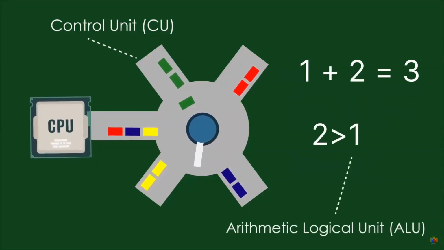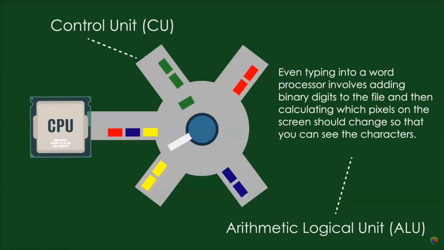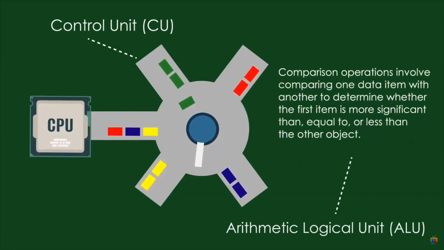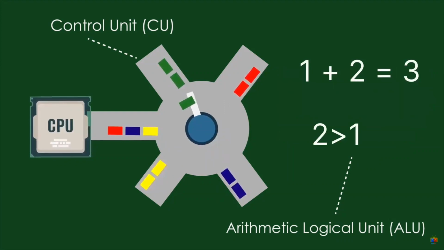The Arithmetic and Logic Unit, or ALU, is where the CPU performs the arithmetic and logic operations. Every task that your computer carries out is completed here. Even typing into a word processor involves adding binary digits to the file and then calculating which pixels on the screen should change so that you can see the characters. Comparison operations involve comparing one data item with another to determine whether the first item is more significant than, equal to, or less than the other object. For example, the arithmetic part deals with a calculation like 1 plus 2 is equal to 3, and the logic part deals with any logical comparison like 2 is greater than 1.